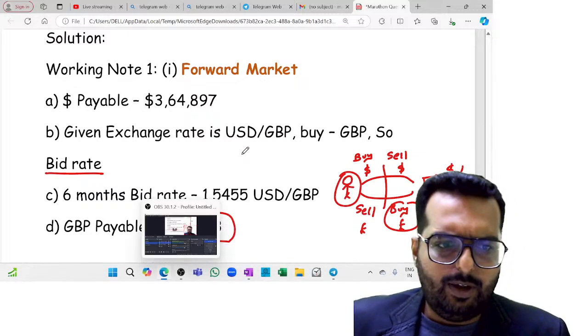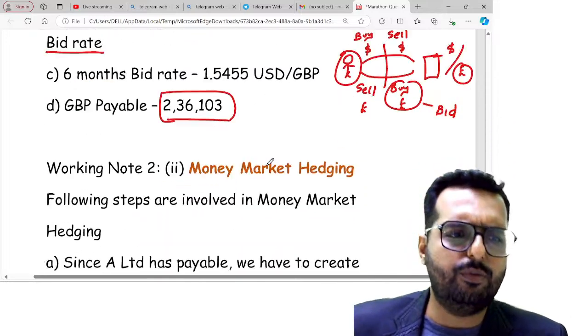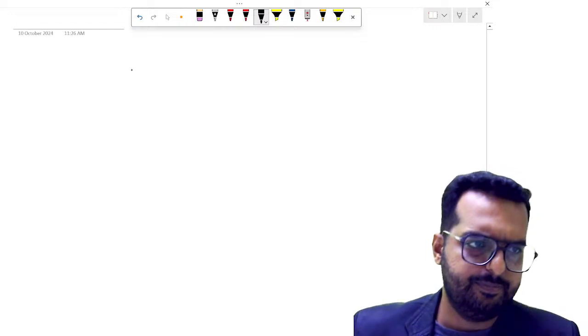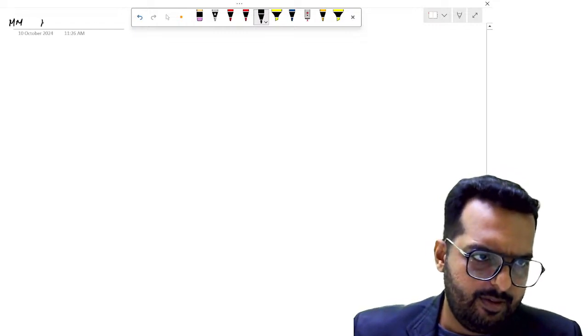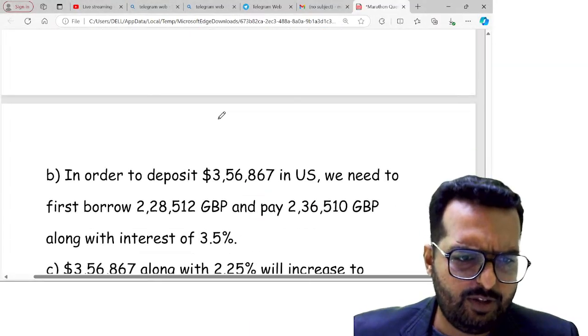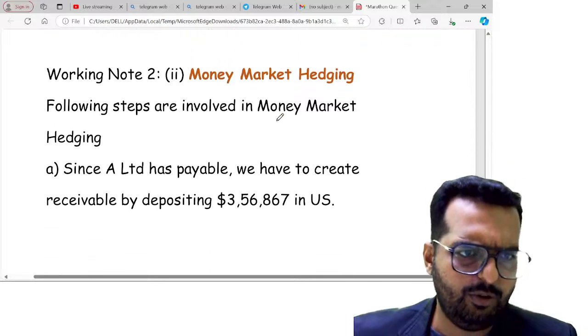All right, friends. So I believe you're all clear with this part now. Okay. So now once we are done with forward, next one is money market hedging. This I'll help you with the help of a diagram. I'm not sure if they have put the diagram here. They put the summary. I'll draw a diagram and explain to you, friends.